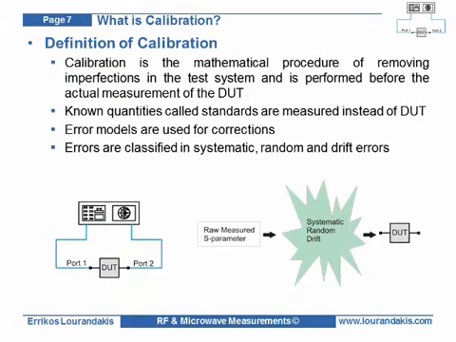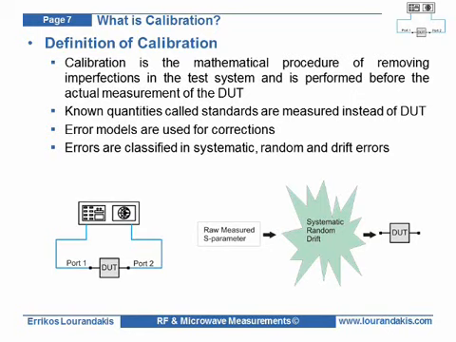Calibration is an important link in the chain of network analyzer measurements. By definition, calibration is a mathematical procedure of removing imperfections in the test system. The calibration routine is always performed prior to the actual measurement of the device under test. The types of errors associated with network analyzer measurements can be classified as systematic, random, and drift errors.